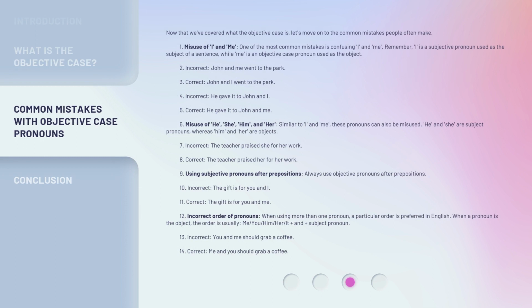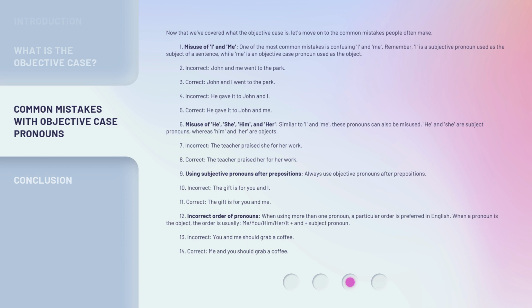1. Misuse of I and me. One of the most common mistakes is confusing I and me. Remember, I is a subjective pronoun used as the subject of a sentence, while me is an objective case pronoun used as the object.